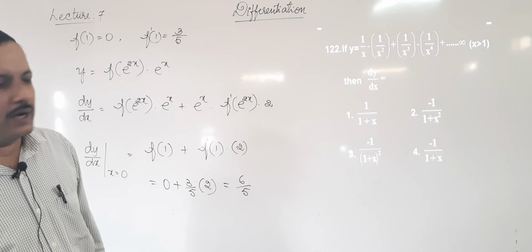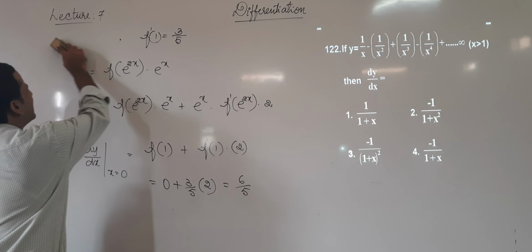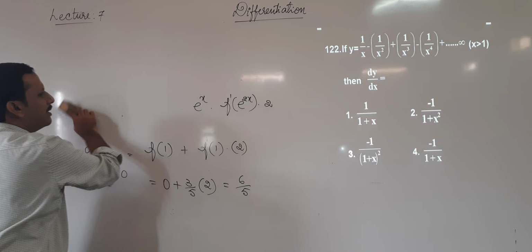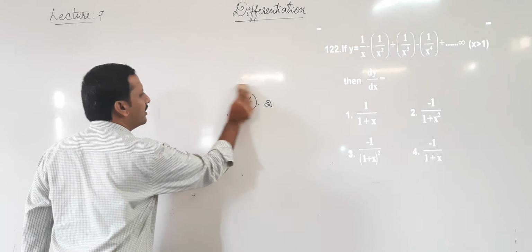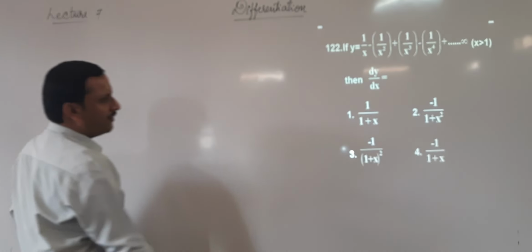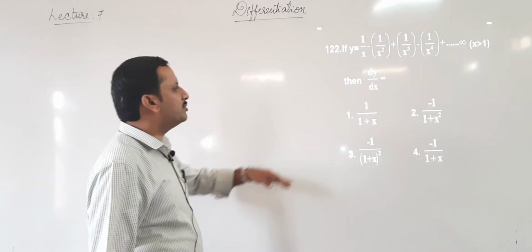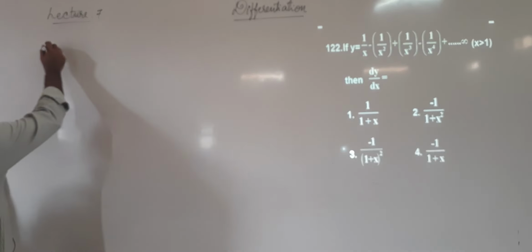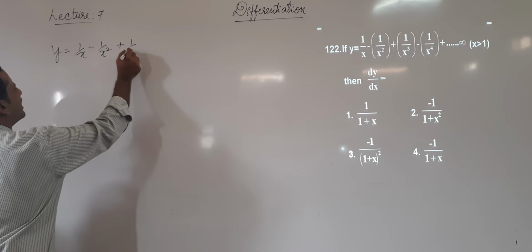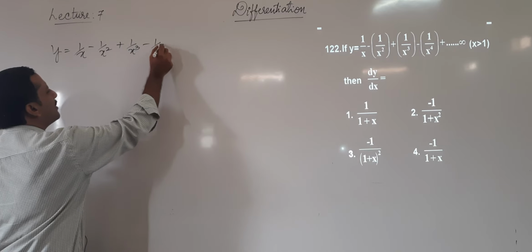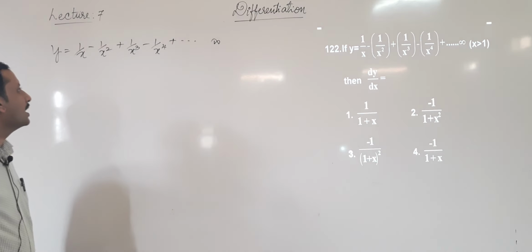Then 122. If y is equal to 1/x − 1/x² + 1/x³ − 1/x⁴ and so on up to infinity, x is greater than 1, then what about dy/dx? They are asking. Observe here, y is 1/x − 1/x² + 1/x³ − 1/x⁴ and so on up to infinity.